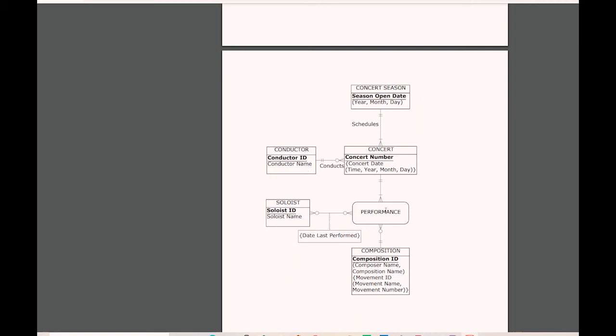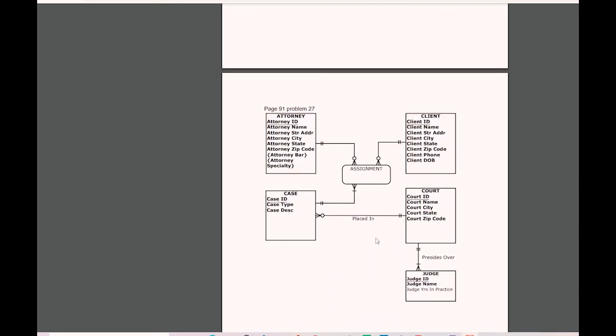We have performance, so different compositions are going to be performed in that concert. So we have performance and a composition here, with, notice, composer ID and composition name as part of that composition ID. We have a movement ID, which is going to be multi-valued, it could be more than one. And then the solos. Now notice here we have an associative entity here, but a many-to-many here, which is perfectly okay with the date that the solo is actually performed.